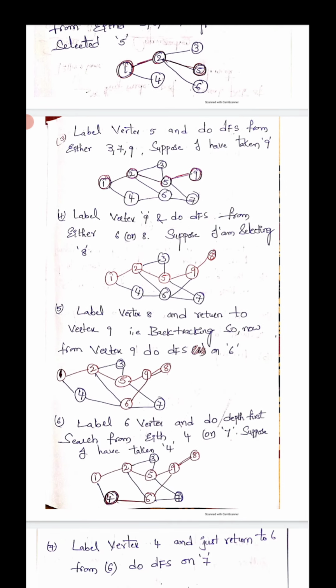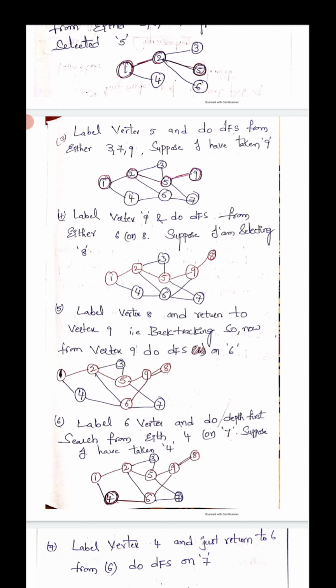First of all, label vertex 8 and return to vertex 9. That is backtracking. Now from vertex 9, do depth first search on 6. That's why I draw a double line on 8 and return. Label vertex 8 and return to vertex 9, that is backtracking.